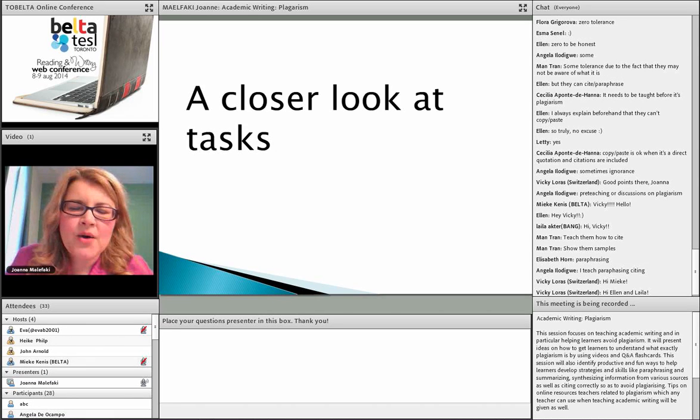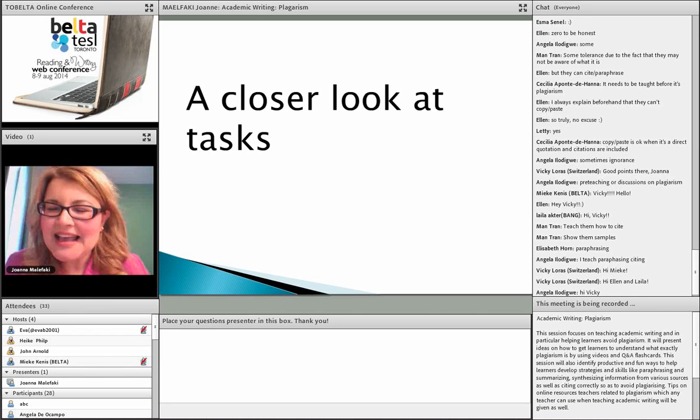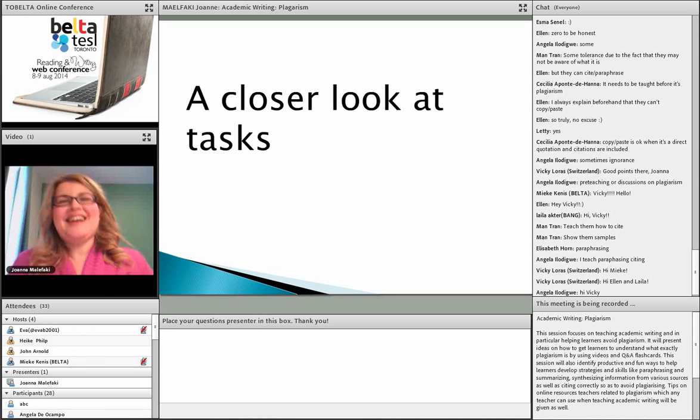Okay, now I want to look at tasks in specific. So in the chat box, hi Vicky, in the chat box, can you please write down types of tasks you use with your learners? And right now I think I feel a bit more relaxed. So, okay, time to take a big breath and move on.